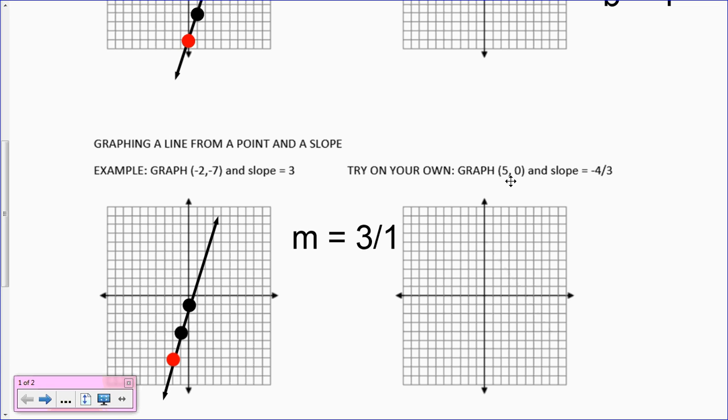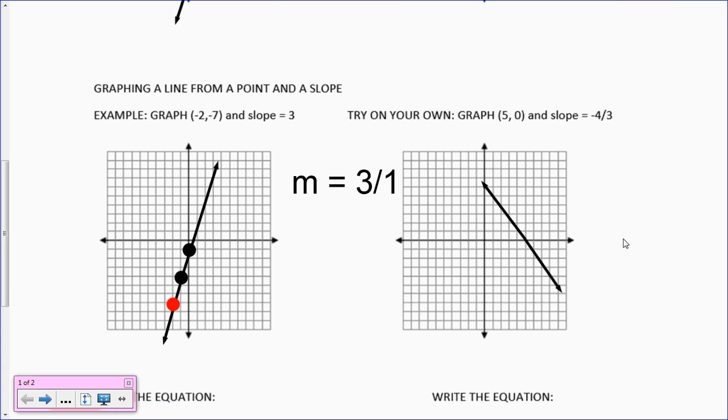Okay, so our point is 5, 0, which is right here. Our slope is negative 4 over 3. So it ends up making our line look like this.